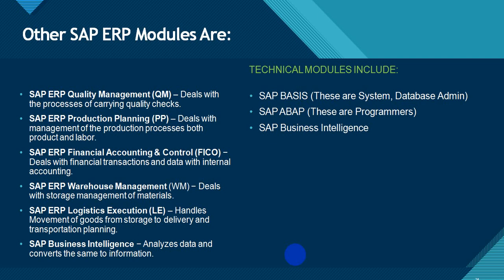You have SAP ERP Warehouse Management. Now the SAP Warehouse Management deals with storage management of materials. Alright, how to manage your warehouse. So those who are in warehouse management, logistics is good for you. SAP ERP Logistics and supply chain people too. SAP ERP Logistics Execution handles movement of goods from storage to delivery and transportation planning. So if you are within transportation planning, logistics, supply chain, this is good for you.